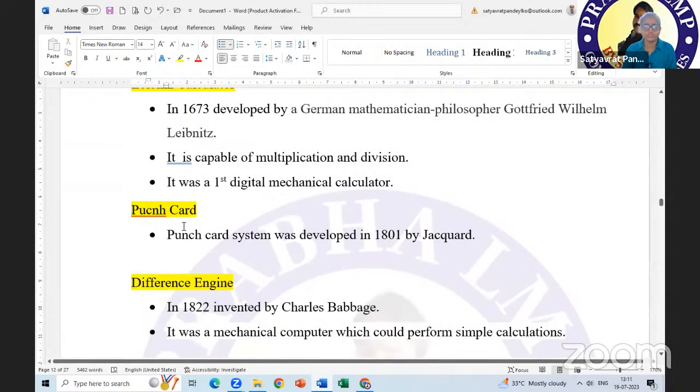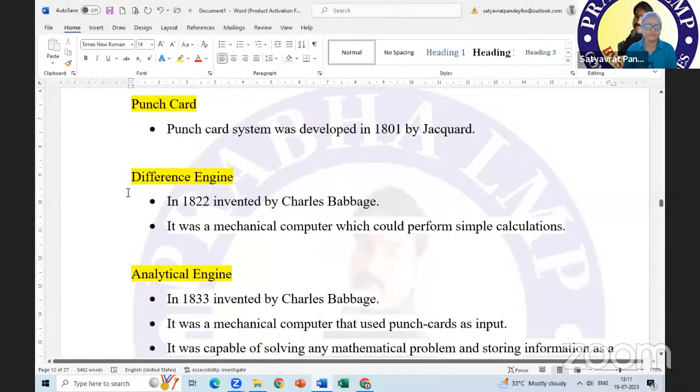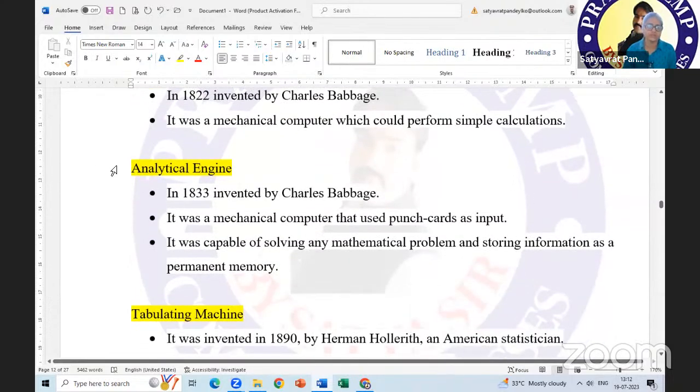Sixth one is punch card. The punch card system was developed in 1801 by Jacquard. Seventh is the difference engine. In 1822, invented by Charles Babbage, it was a mechanical computer which could perform simple calculations.